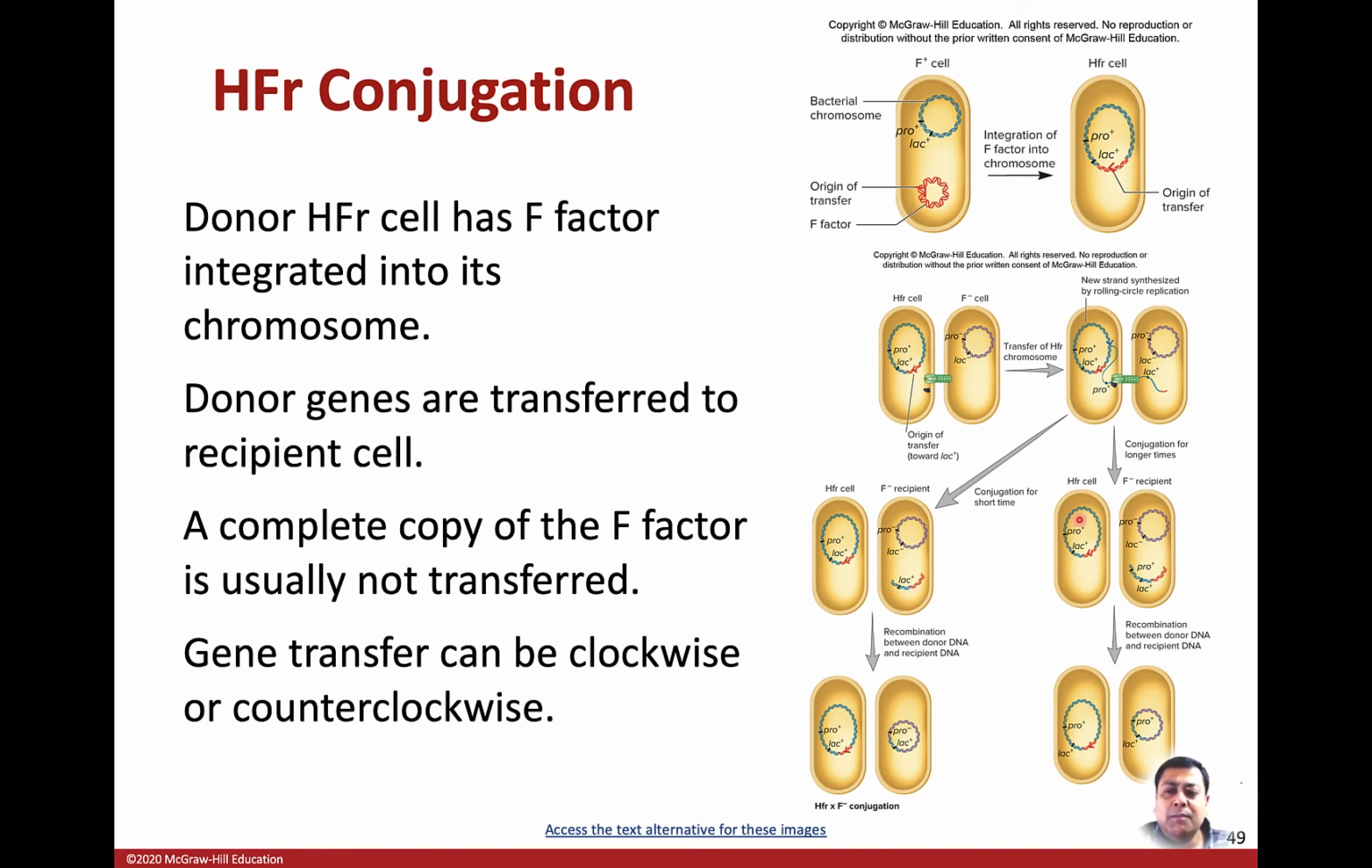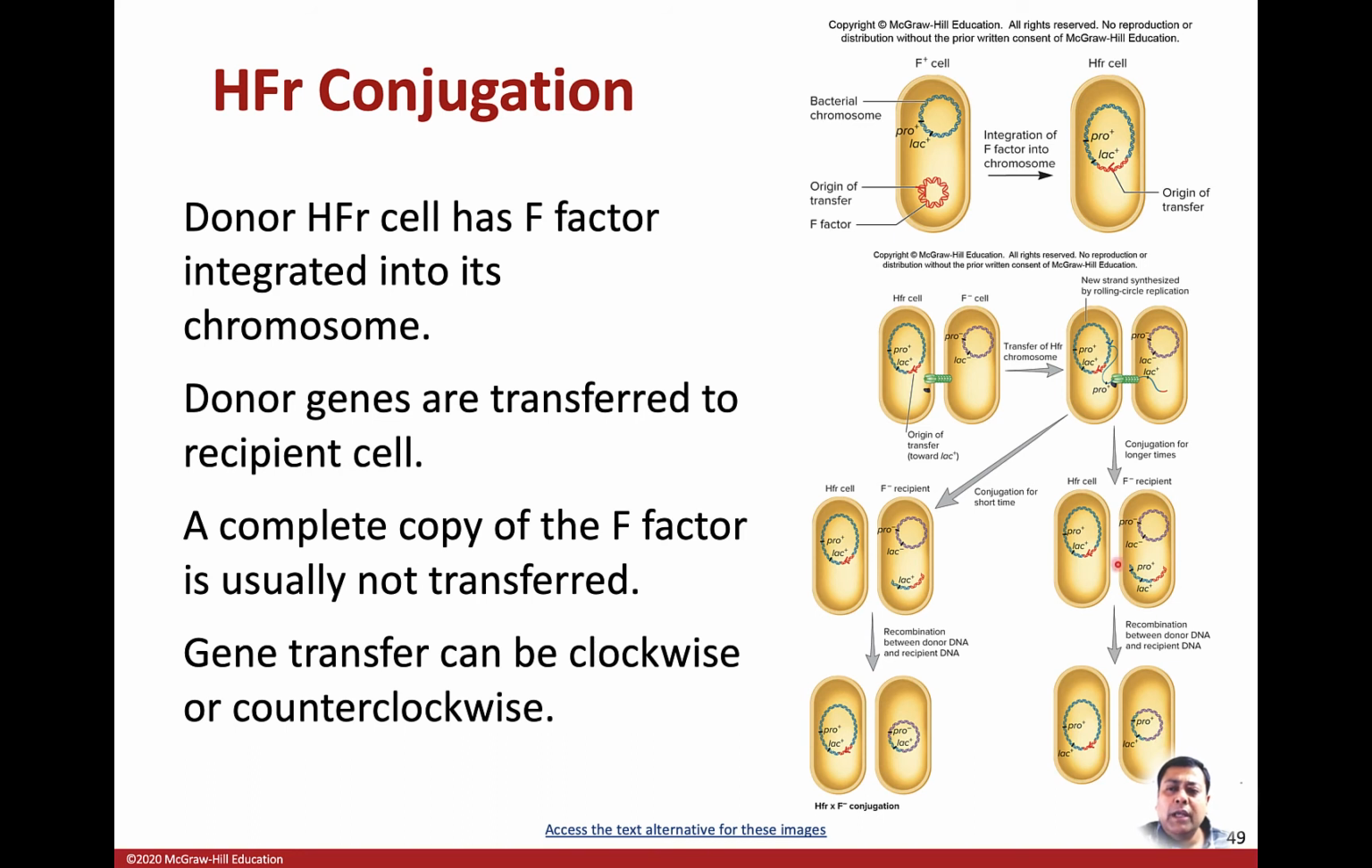On the other hand, suppose they remain attached for a longer period of time. Now you have time for even the pro plus, the proline manufacturing gene, to transfer. So you have lac plus, pro plus. Now the recipient is pro plus, lac plus as well. Here it was pro minus because there was not enough time for that gene to come in, but here it is lac plus and pro plus as well. So this is another scenario.